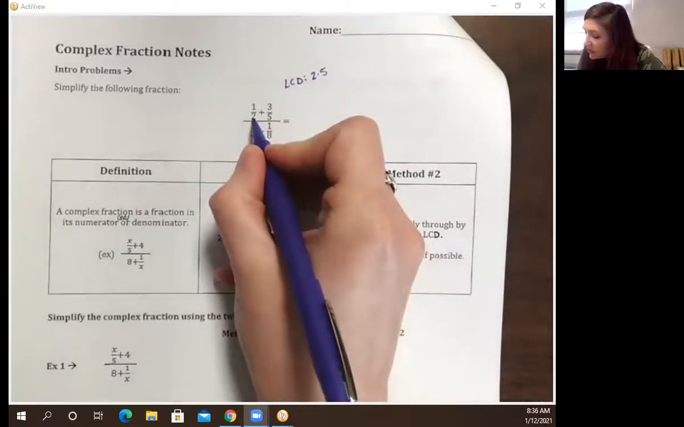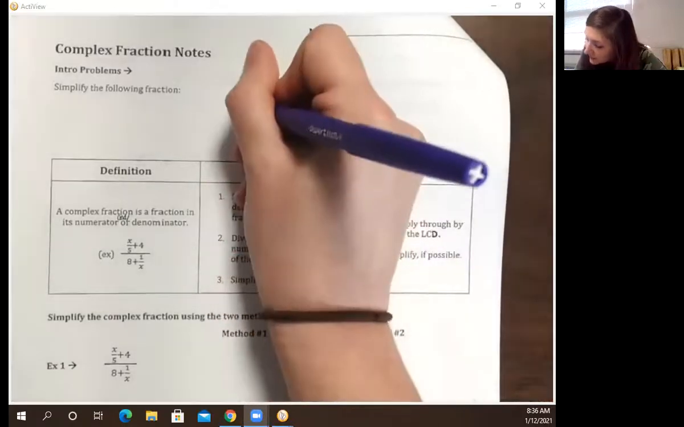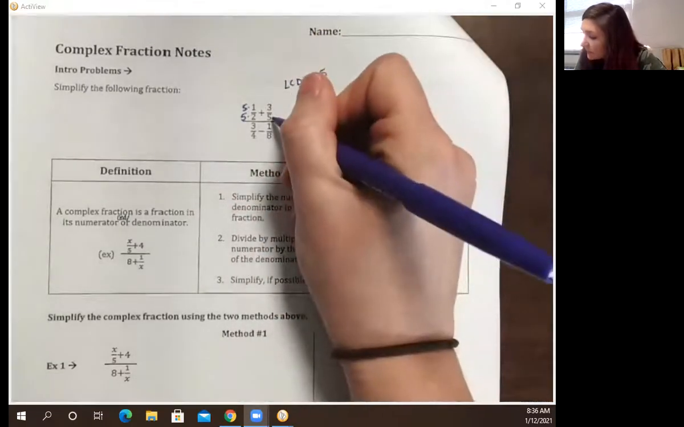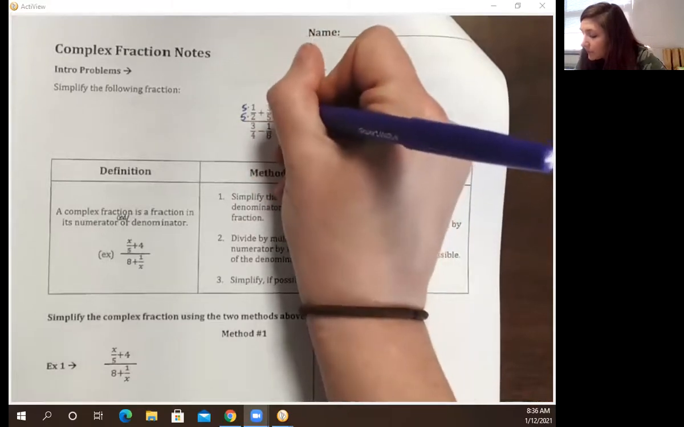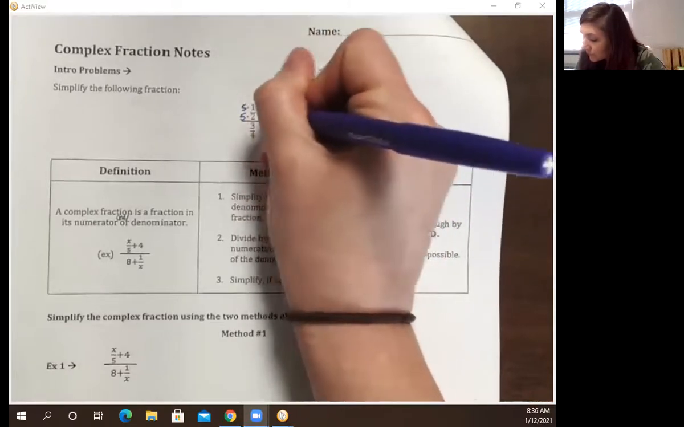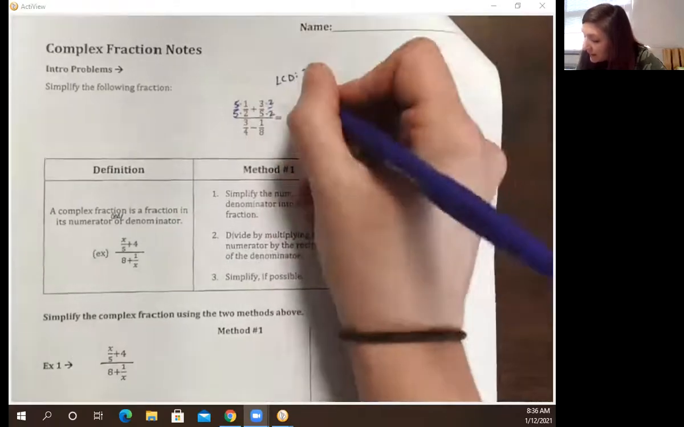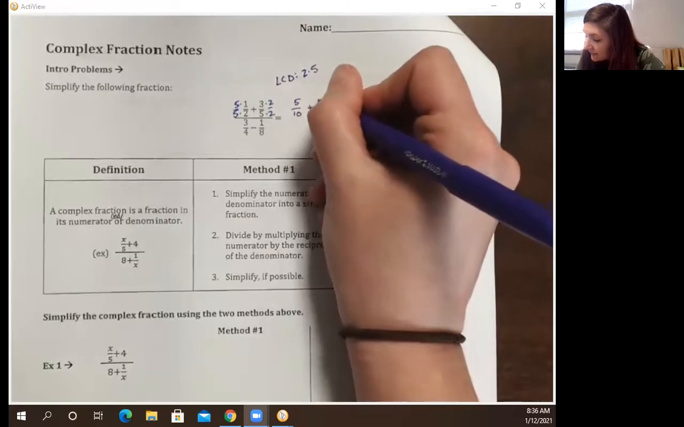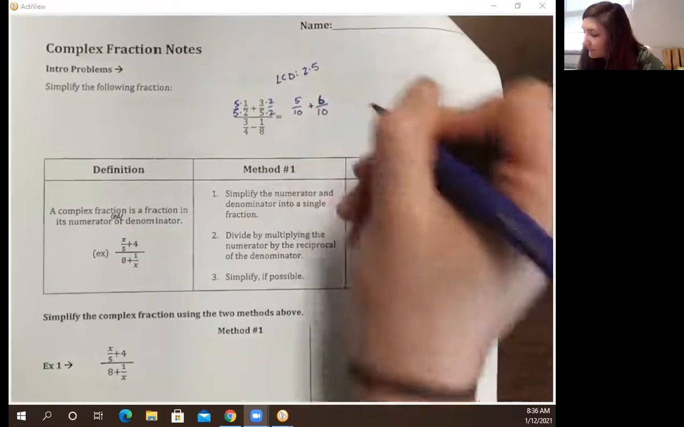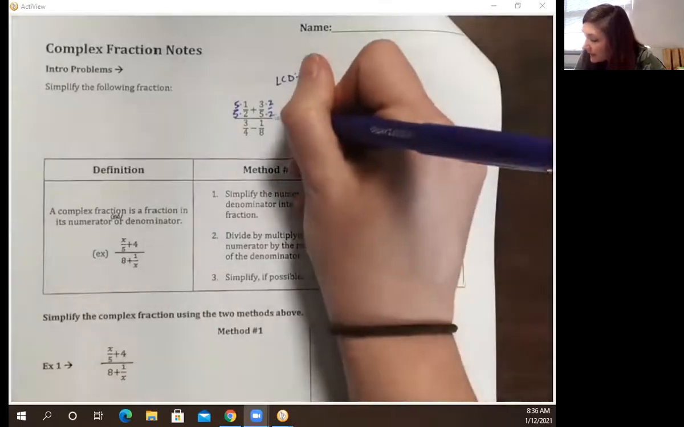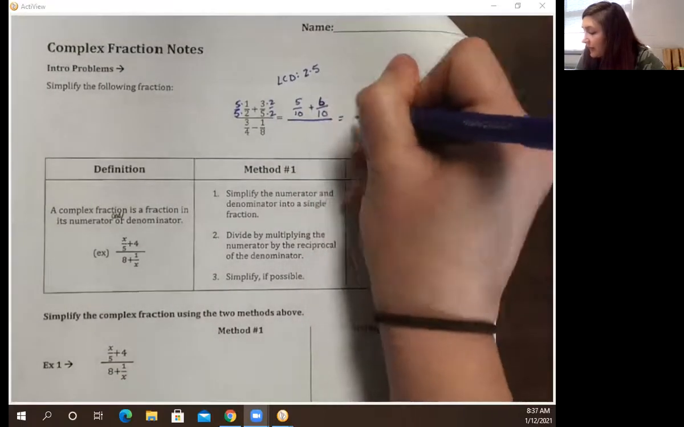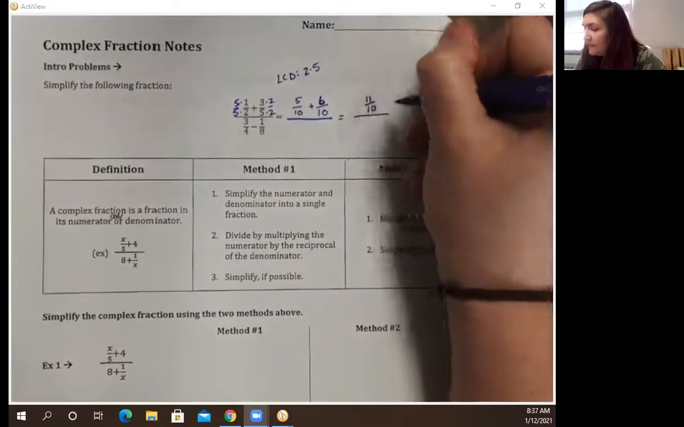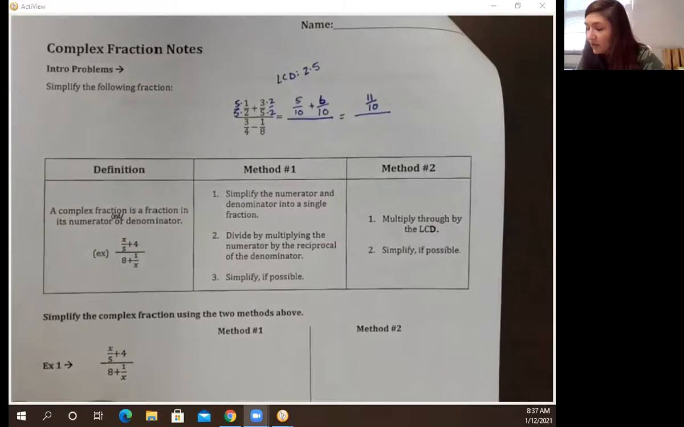So this first fraction has that 2, but it needs the 5. So I'm going to multiply by 5 on top and bottom here. My second fraction, I would need to multiply the top and bottom by 2. So I would get 5 over 10 plus 6 over 10. So that's the top of our larger fraction. And when I add these together, I would get 11 over 10. So I've simplified the top to be one fraction.